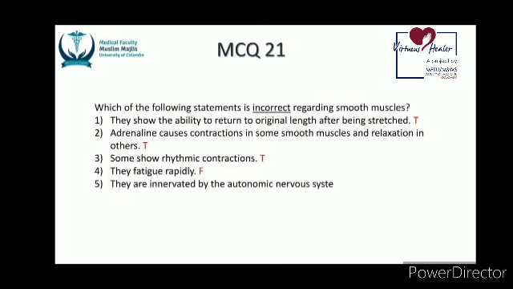Statement 5, they are innervated by the autonomic nervous system. So the smooth muscles are involuntary muscles and involuntary muscles will be innervated by the autonomic nervous system. But if you consider skeletal muscles, being voluntary muscles, they will be innervated by the somatic motor nerves. So the statement saying that the smooth muscles are innervated by the autonomic nervous system will be correct. So out of all these 5 statements, the incorrect statement will be the 4th statement.